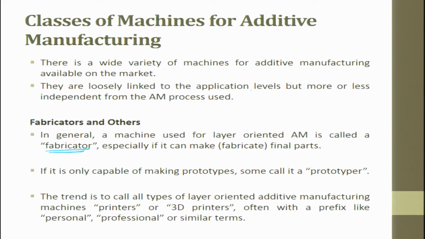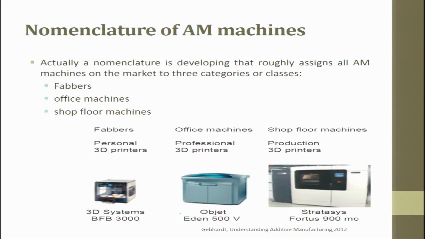If it is only capable of making prototypes, then it is called a prototyper. Please understand, a machine used for layer oriented additive manufacturing is called a fabricator. If it is only for making prototypes, it is called a prototyper. The trend is to call all types of layer oriented additive manufacturing machines printers, 3D printers, often with a prefix like personal, professional or similar terms.